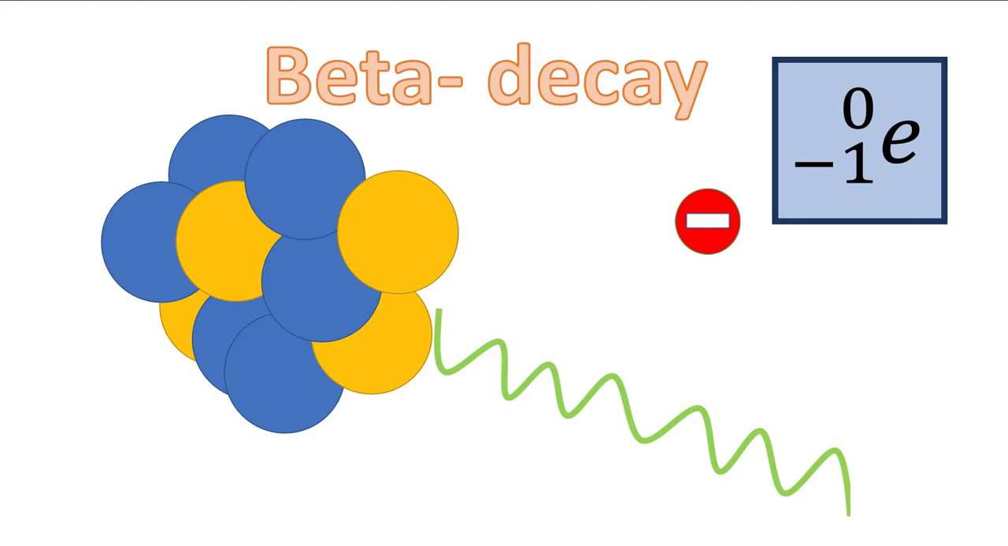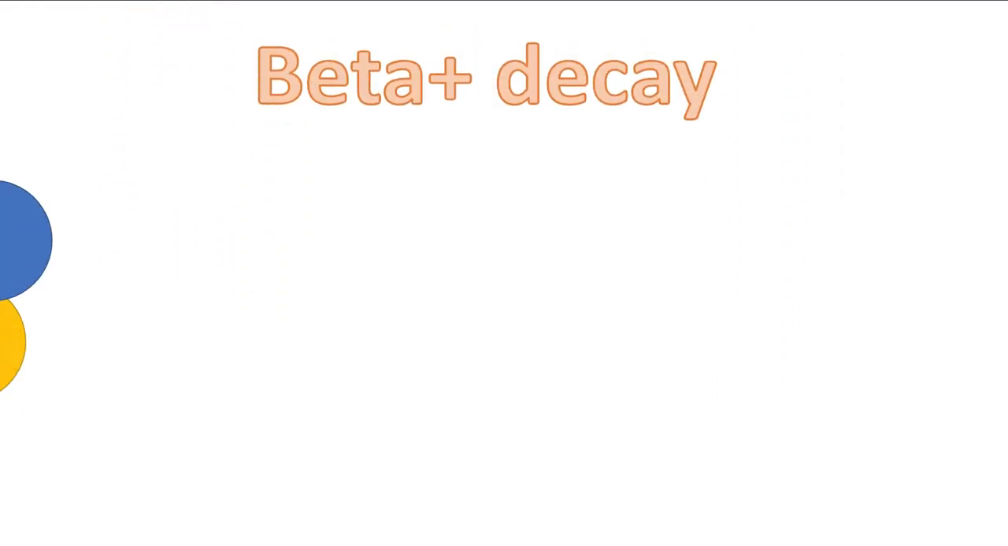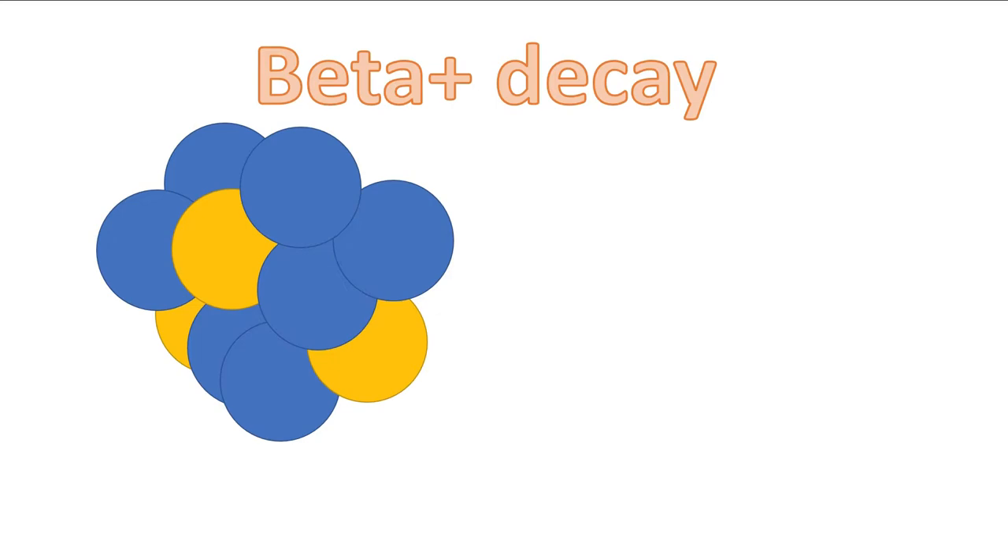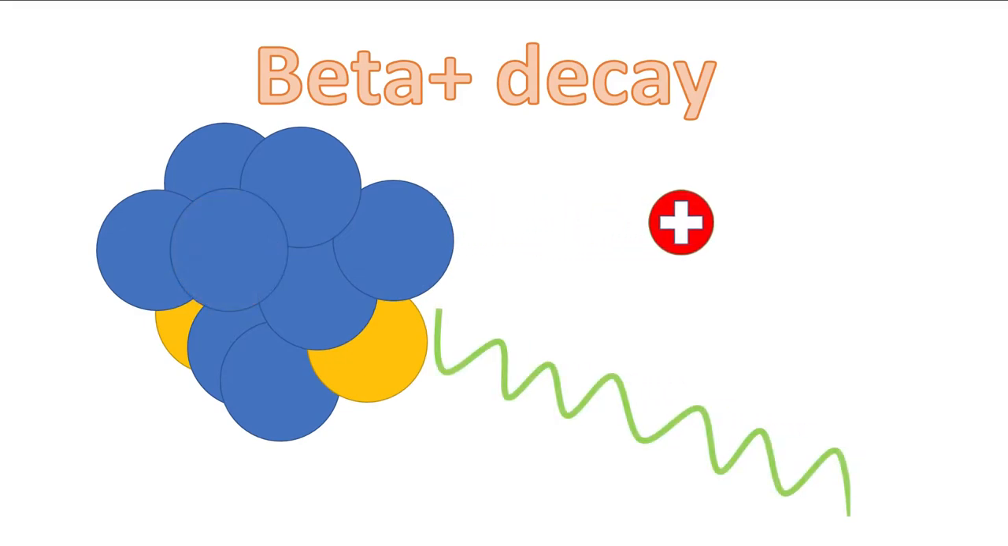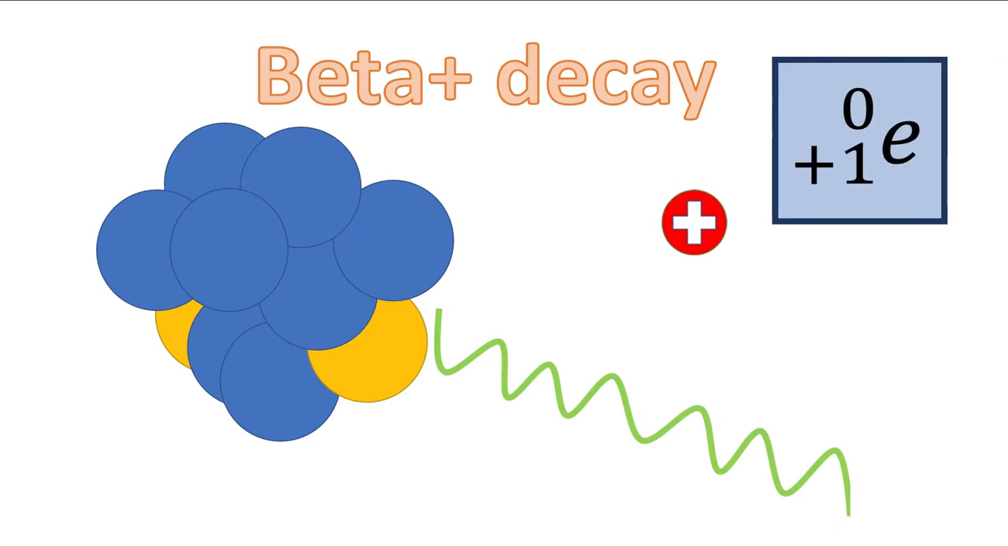Let's take a look at beta plus decay. Beta plus decay also happens inside the nucleus, but this time when the nucleus becomes unstable, a proton changes into a neutron and a positron. The positron is released along with the gamma radiation. Positrons have a charge of +1 and a mass of 0.